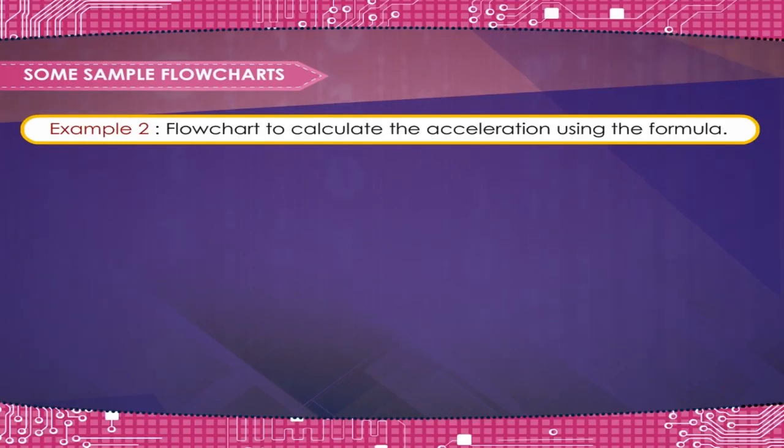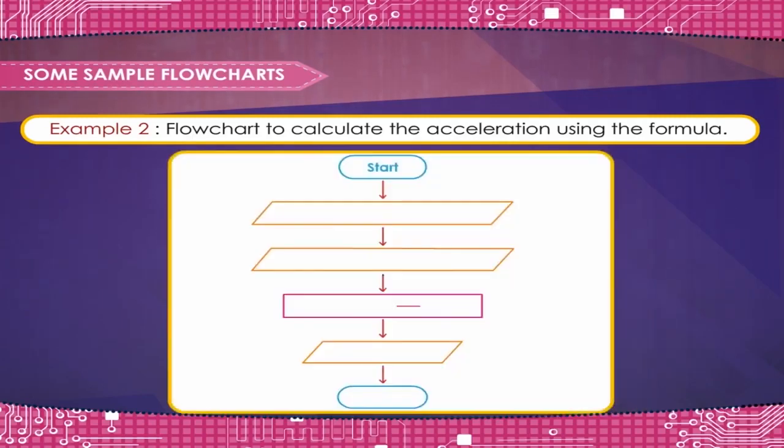Example 2. Flowchart to calculate the acceleration using the formula. Start. Input distance in m. Input time in t. Let A is equal to m divided by t. Print A. Stop.